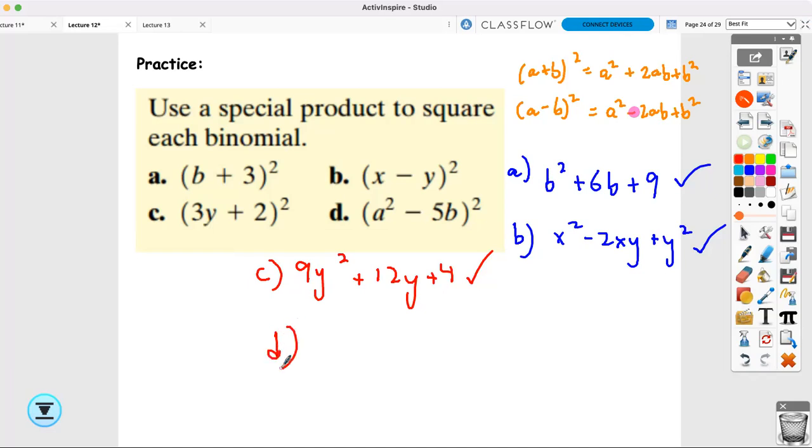Now for D, guys, your final answers for D. Remember, using the formula, not the FOIL. We got a to the 4th power minus 10a squared b plus 25b squared.